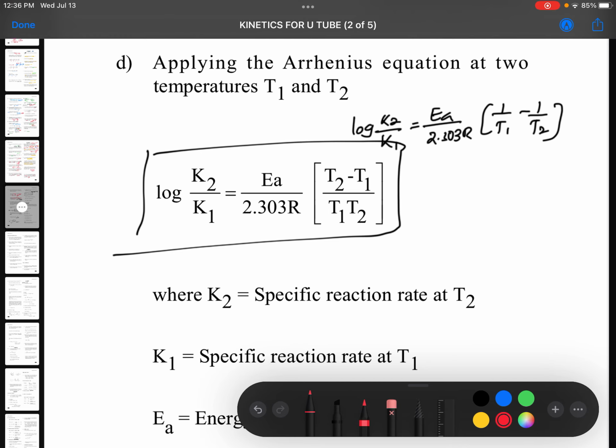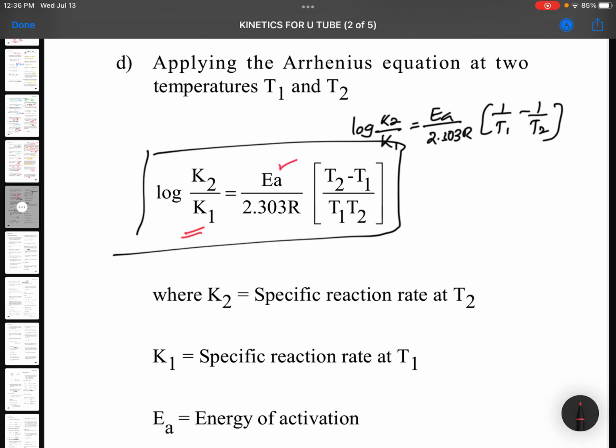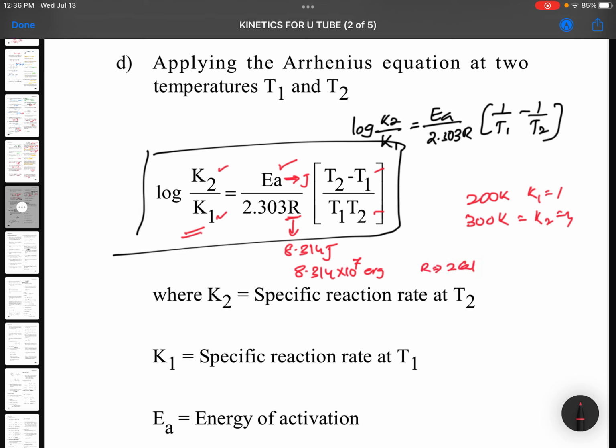What happens is they will generally ask you for activation energy by giving K1, K2 values at two different temperatures. Like that, they will say at 200 Kelvin K1 is 1, at 300 Kelvin K2 is 4. What is the activation energy? Like that, they will give you. If you are using R value as 8.314 joule, you get activation energy in joules. If you are using 8.314 into 10 to the power of 7 erg, you will get activation energy in ergs. If you are using R value as 2 calories, you will get calories. The units are per mole per Kelvin, of course. So the units of R decide the units of activation energy.